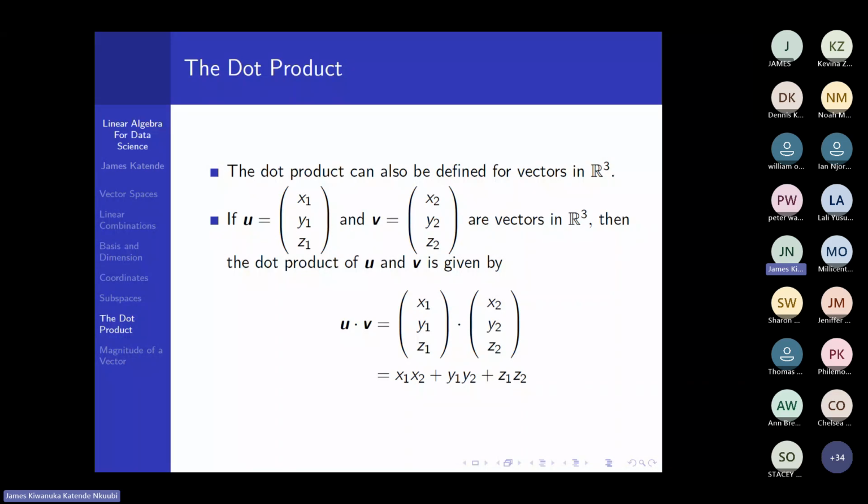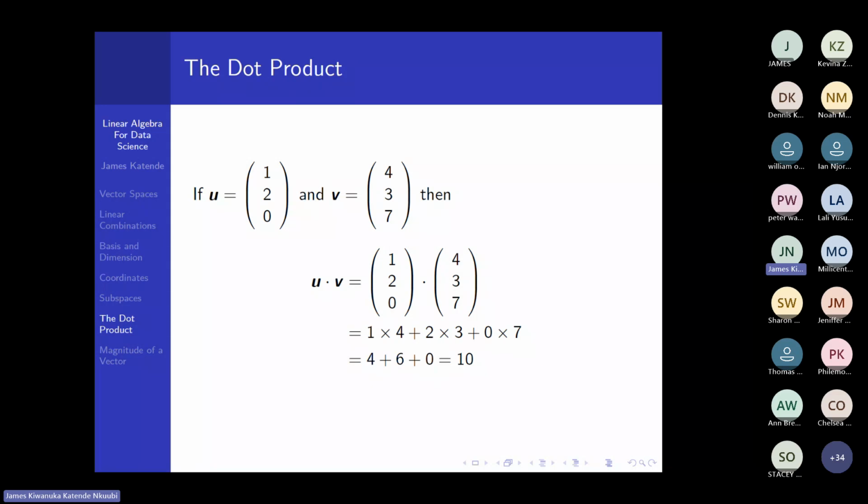So this repeats the same thing, but for R3. Again, the dot product of two vectors u and v is simply you get the product of the components in the same position and add those products. Then you get the dot product of u and v. Again, I emphasize, remember, when you get the dot product of two vectors, the answer must be a number. It must be a number.